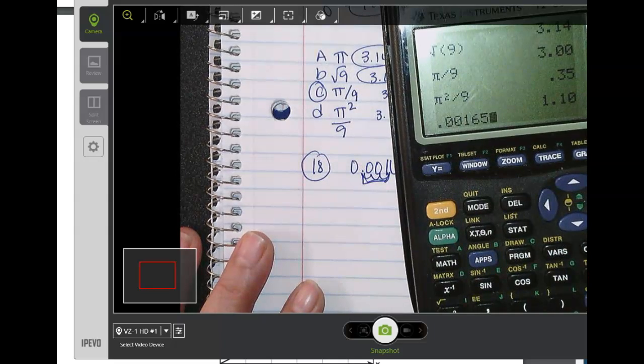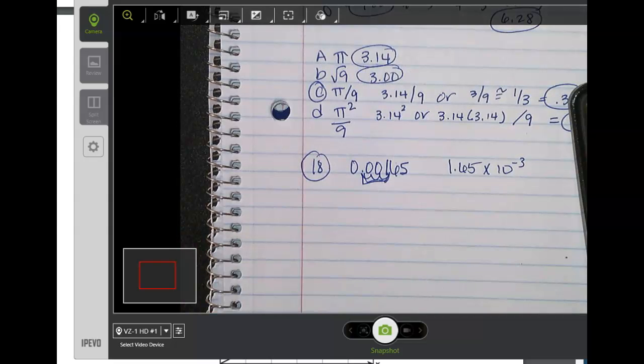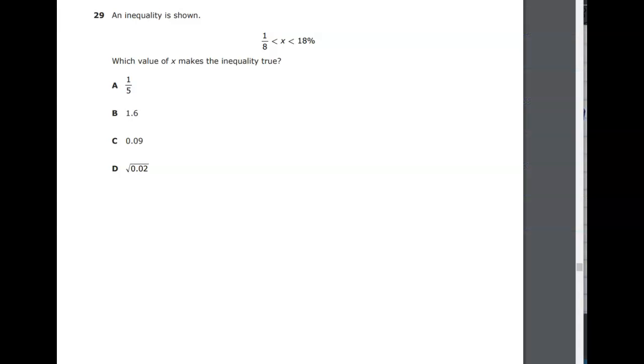0.00165. And there it is. $1.65 exponent negative 3. Don't let those get by you. Alrighty, question 29. It says, what is the value of x that makes this inequality true? And what's an inequality? I think that's these little alligator signs. Yep, the less than, greater than.